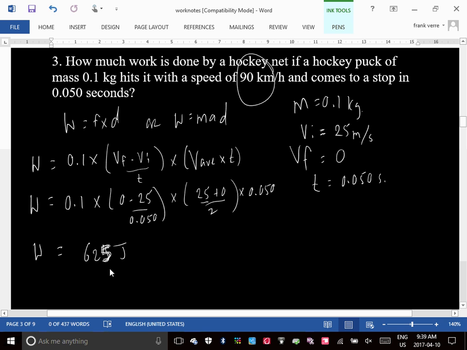If you wanted to tell me which way the force was pointing, it would have to be the opposite way the puck is moving. Yeah. But for energy, you don't have to describe the direction because it's not a vector quantity. Okay. All right.